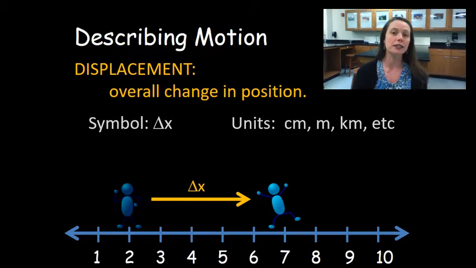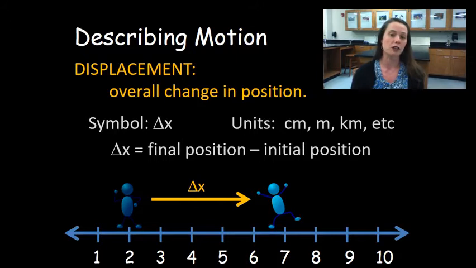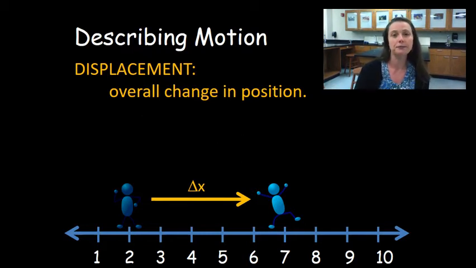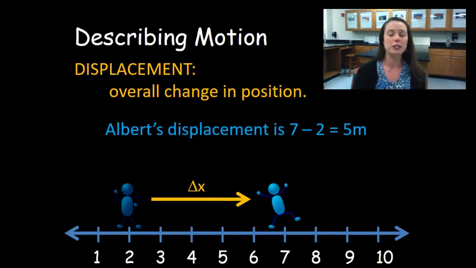We use the symbol delta x. Delta is that little triangle and means the change in. We find the change in position by taking the final position minus the initial position and measure this in units of length. Centimeters, meters, kilometers. In this case, Albert's displacement is 7 minus 2, or 5 meters.